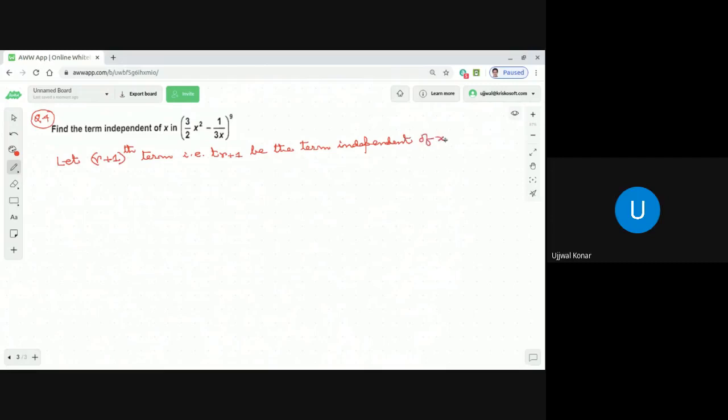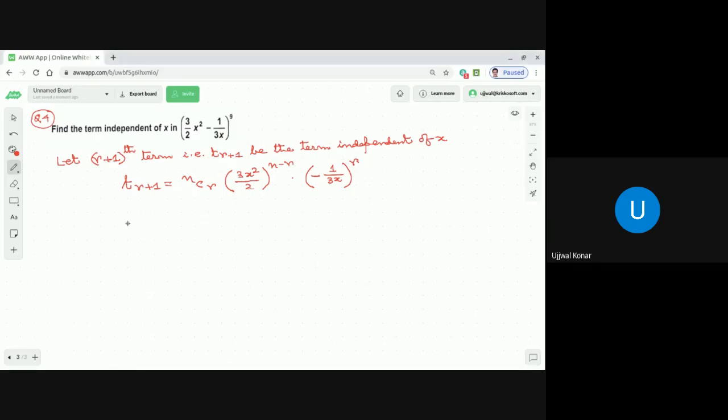Independent of x. Then what are we going to get? Let's find T(r+1). T(r+1) will be what, dear students? nCr into (3x²/2)^(n−r), correct or not? Into (−1/(3x))^r, correct or not?